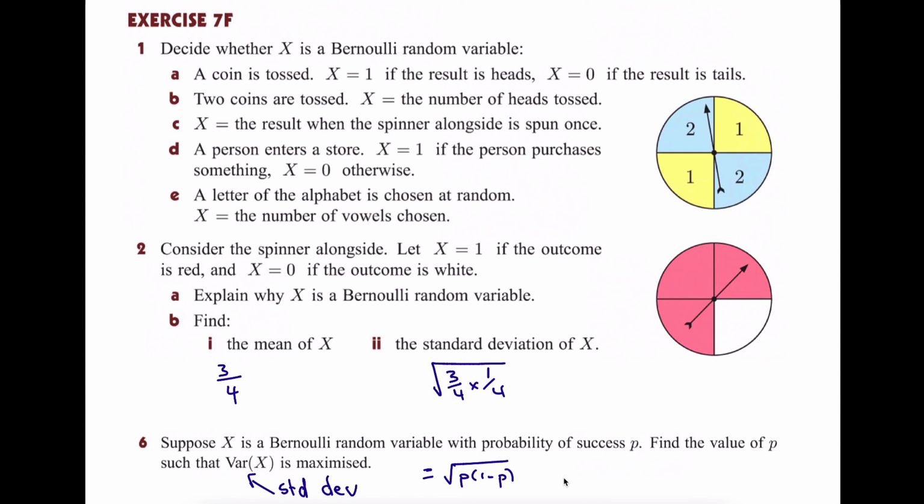Which doesn't sound like very much, but that is the highest value you can get when you do that, and you could graph it. You could see what a graph of that looks like when p is between 0 and 1. So the highest standard deviation, the highest spread, is going to be when the probability of a success is half, is 0.5. Keep that in your mind for the next bit.